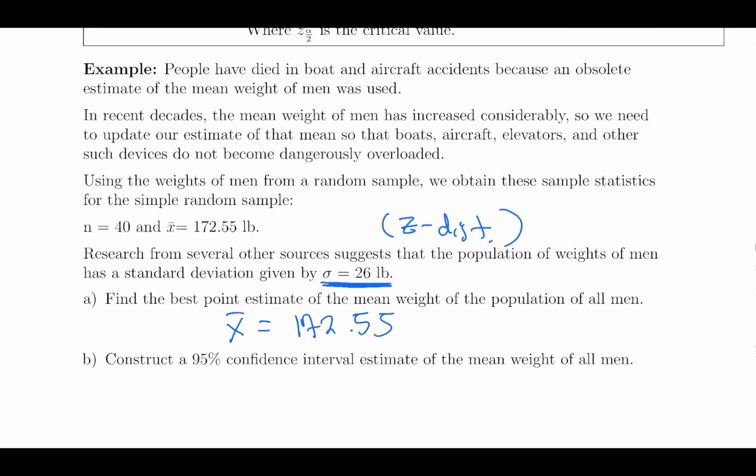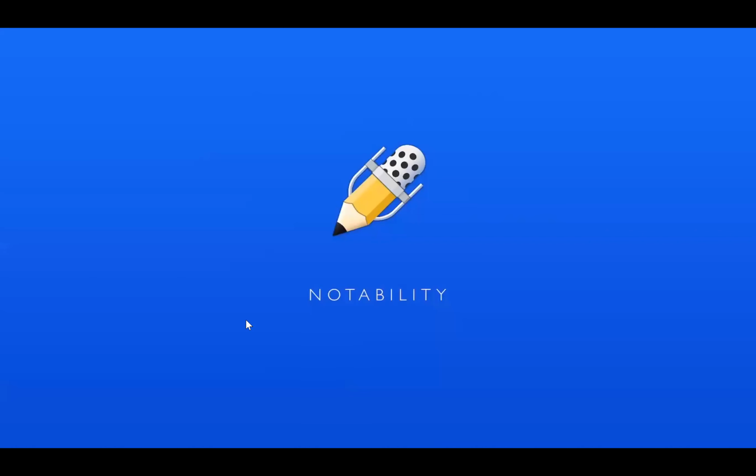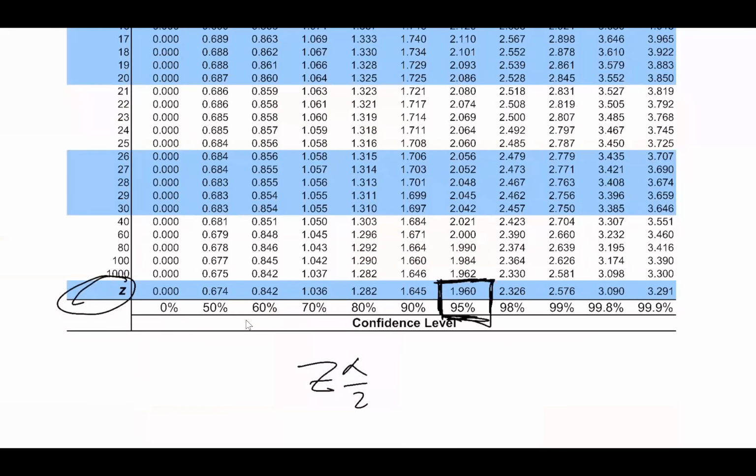Let's do part B. Part B says construct a 95% confidence interval estimate of the mean weight of all men. First thing we're going to do is find the z value, that's z alpha divided by 2. To find z alpha divided by 2, we're going to use the t table. Let me transition over and find the t table. All right, I already found it, it's right over here. We found it from before. Since we want a confidence level of 95%, we'll just use 1.96.